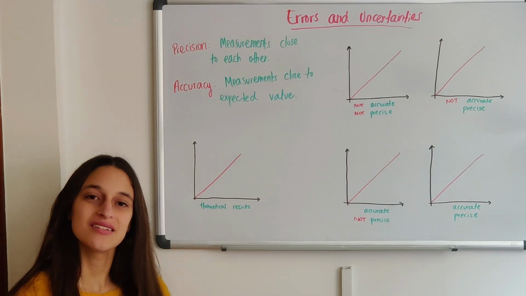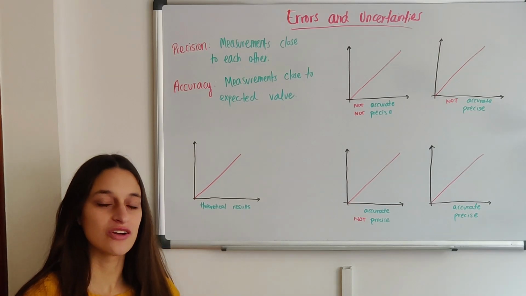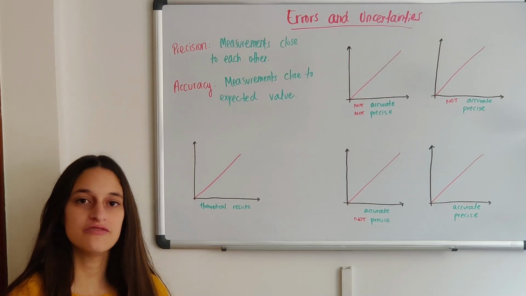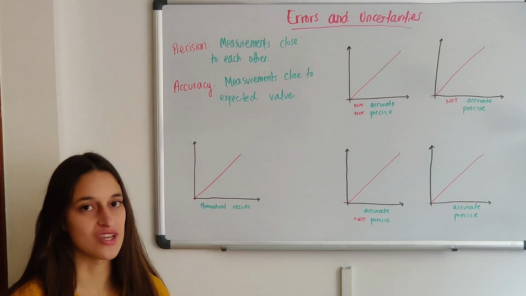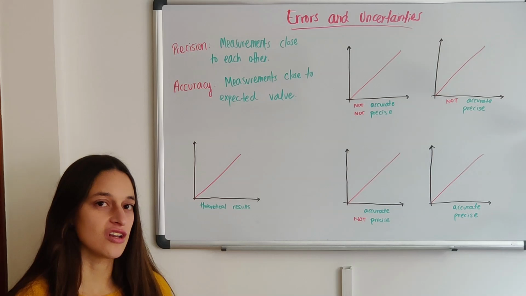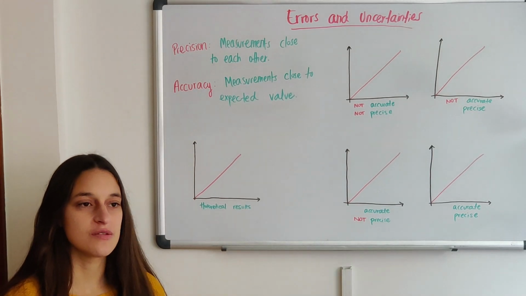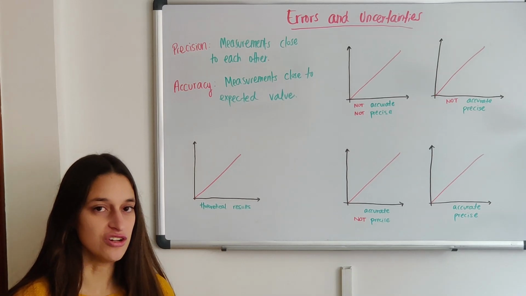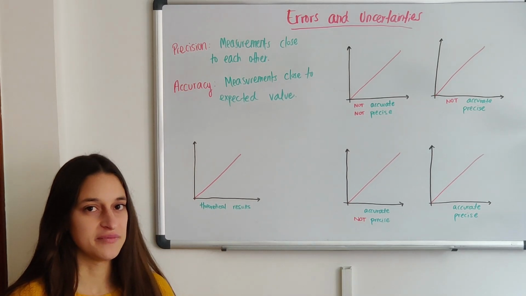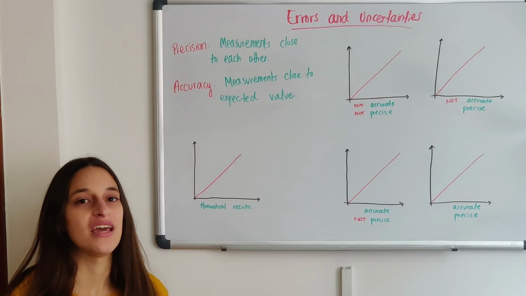Welcome back. In today's video, we're going to cover errors and uncertainties, not only in physics, but in any experimental science. So before I start talking about what an error is and what is uncertainty, I want to cover two concepts that are commonly mistaken for each other or not understood completely. Those concepts are precision and accuracy.